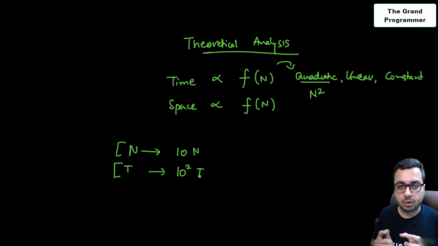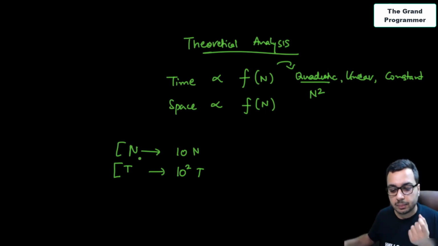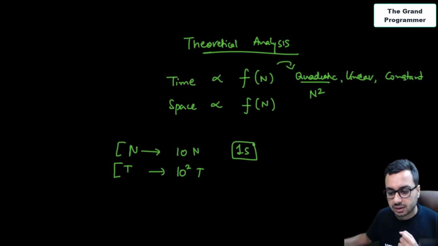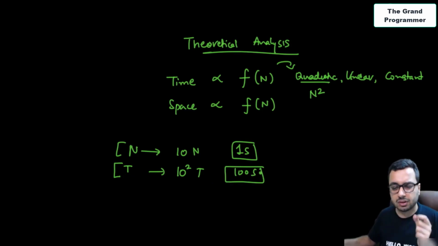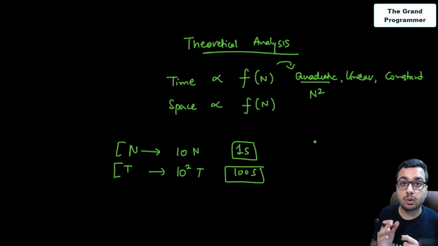Okay, so this is what is the meaning of a quadratic complexity. If my input is, let's say, n, and it takes 1 second to execute, then if I change my input to 10 times of my actual input, my time goes from 1 second to how much? 100 seconds. That means this quadratic time is going to grow very fast.